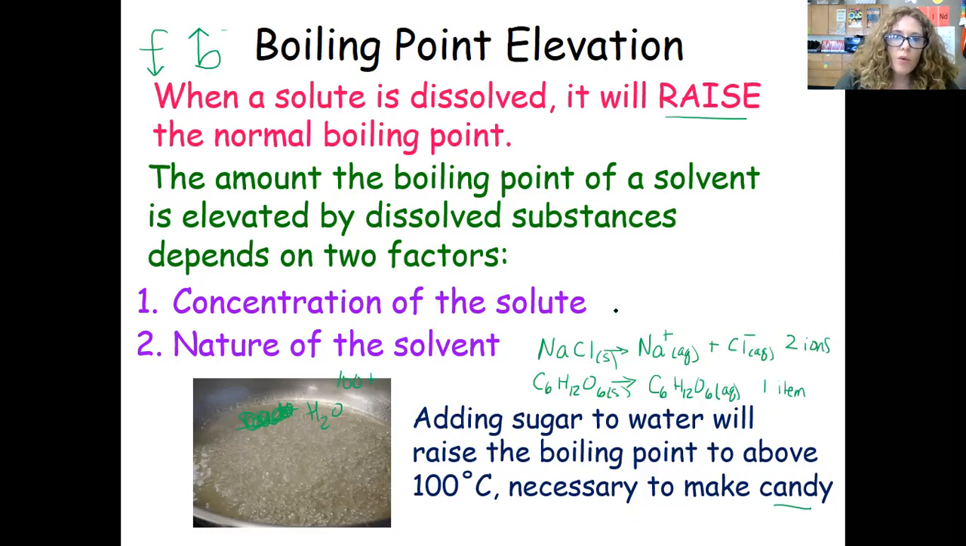So if I'm looking at which one is going to elevate the boiling point the most, sodium chloride is going to have a higher boiling point elevation when added to water as compared to sugar because of the presence of more items, more ions. Right, this is what colligative property means. It depends on the amount of the substance present.